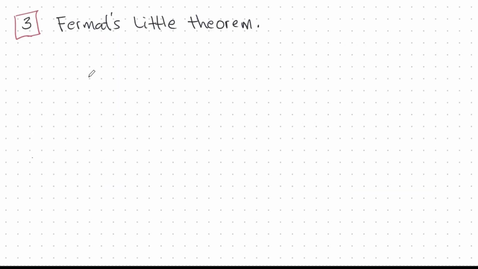And now what you've been waiting for, Fermat's very famous little theorem. So it goes like this. Suppose n is a natural number, and suppose p is prime. Then what Fermat's little theorem says is that p always divides n to the power p minus n.